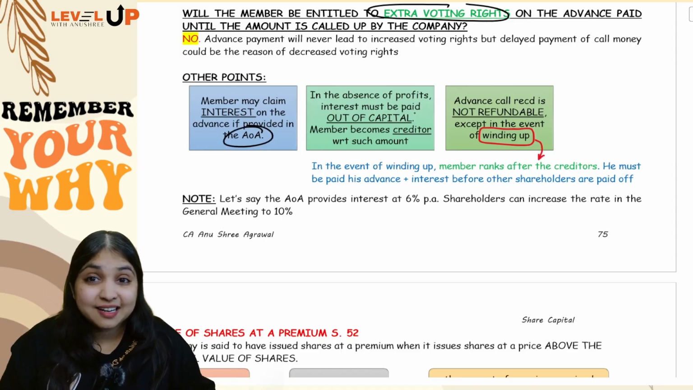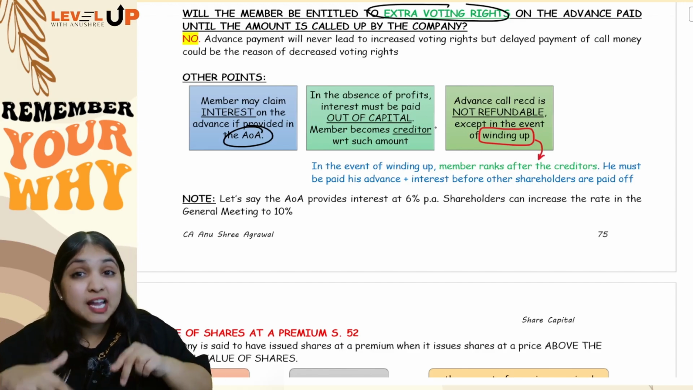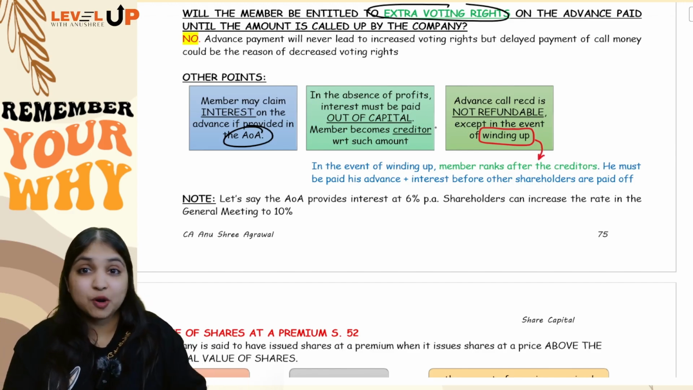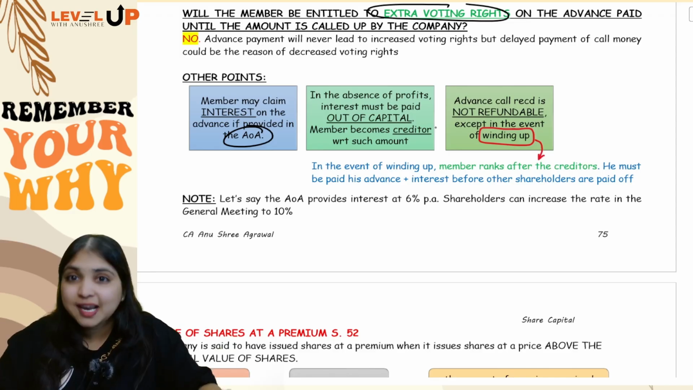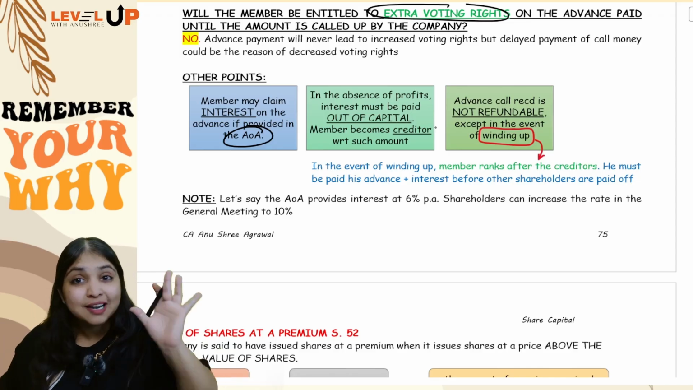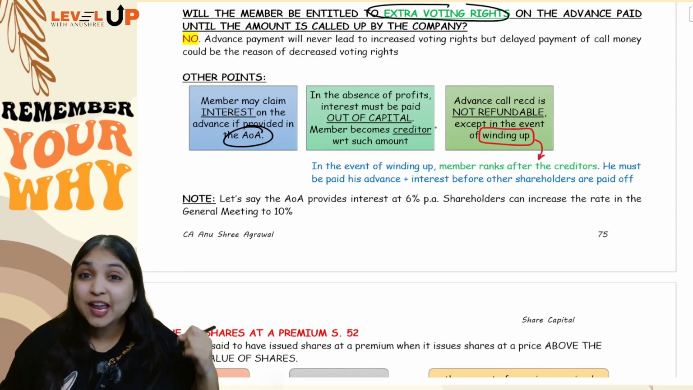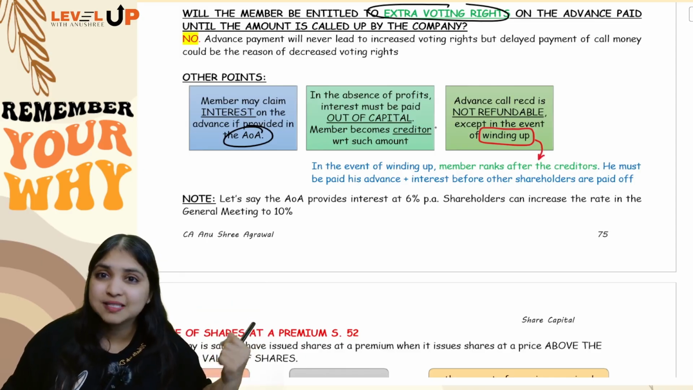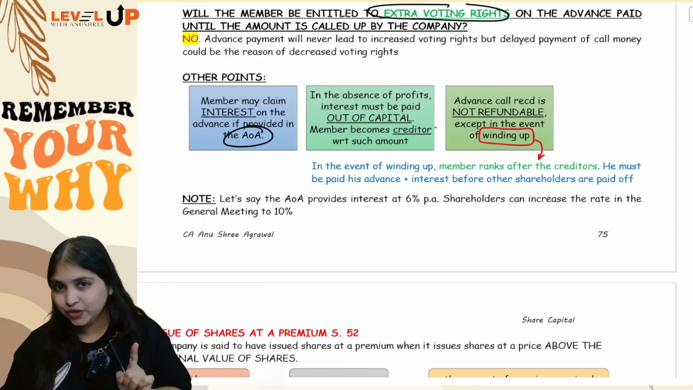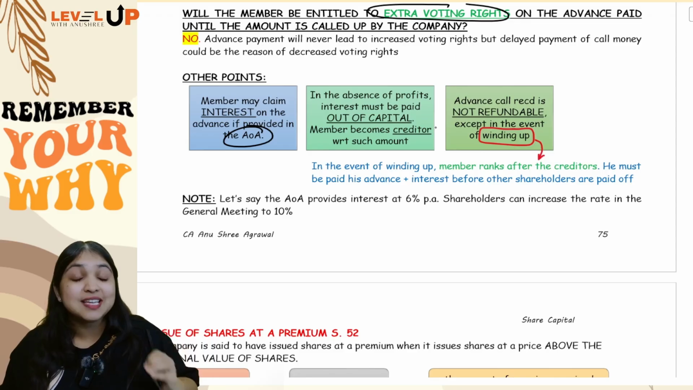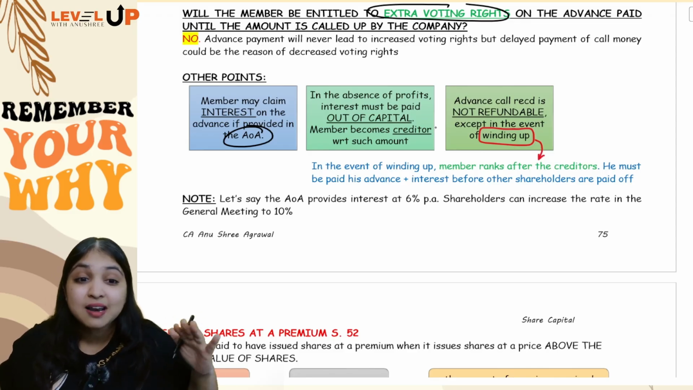No, company. Interest is a charge on your profits, which means if you have profits, pay the interest out of profits. If you don't have profits, you still have to pay this interest, pay out of capital, but you still have to pay. Then the shareholder is asking for refund of the advance money. Will we give him a refund? No, shareholder, sorry, calls in advance are not refundable.